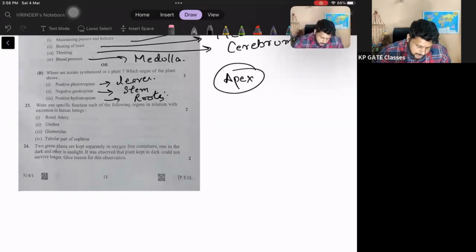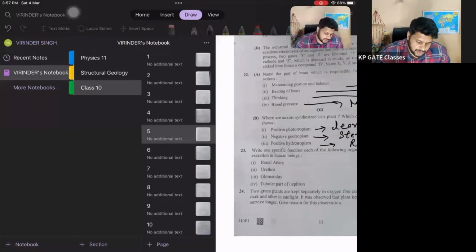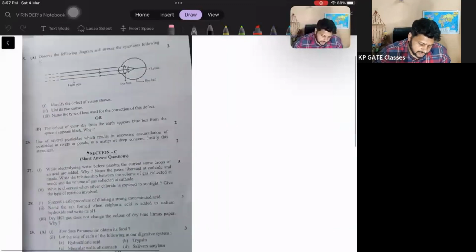Next question: two green plants are kept separately in oxygen-free containers, one in the dark and the other in sunlight. It was observed that the plant kept in the dark could not survive longer. Give a reason for this observation. This is a very simple question. It will not be able to perform photosynthesis, so it will die out eventually.